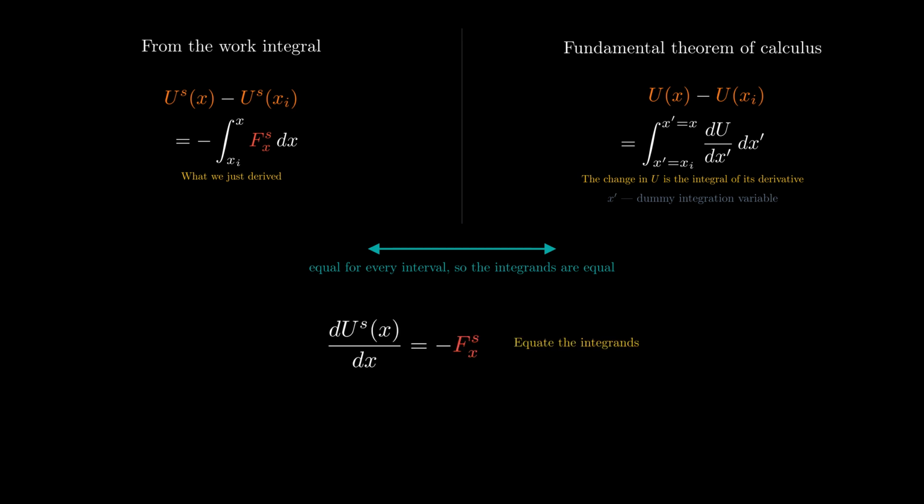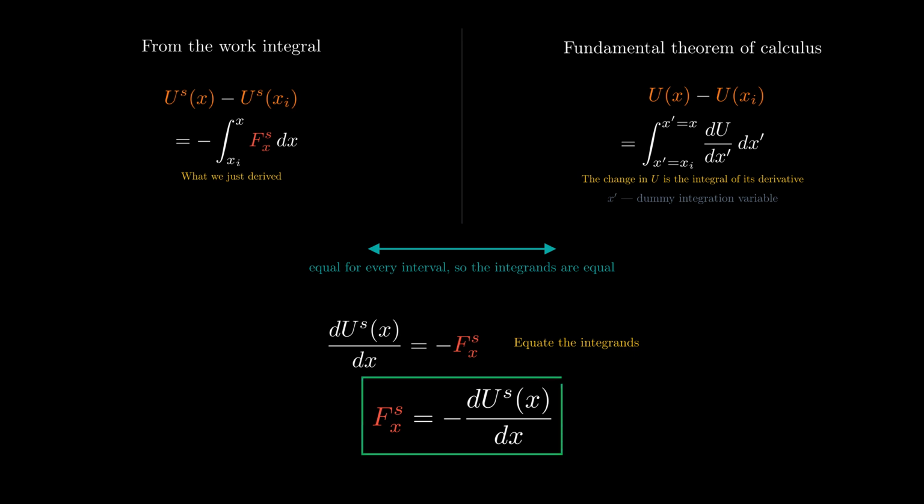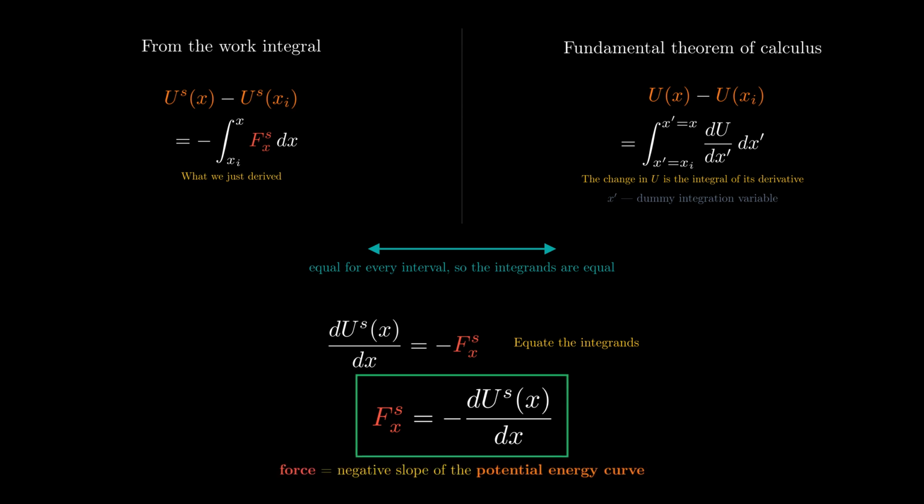The derivative of the potential energy equals minus the force component, or flipping the sign, the force component equals minus the derivative of the potential energy with respect to position. Force is the negative slope of the potential energy curve. That one line is the key to everything that follows.